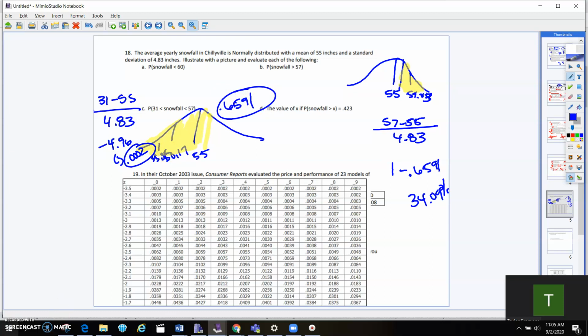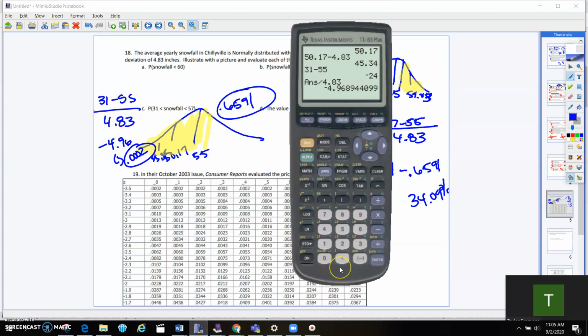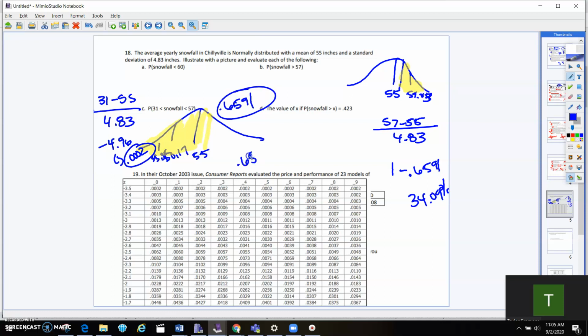So we're going to subtract them. So we're going to go 0.6591 minus 0.0002, and that's going to give us 0.6589. So that's really 65.89%, okay? And I'm going to erase this in just 1 second.